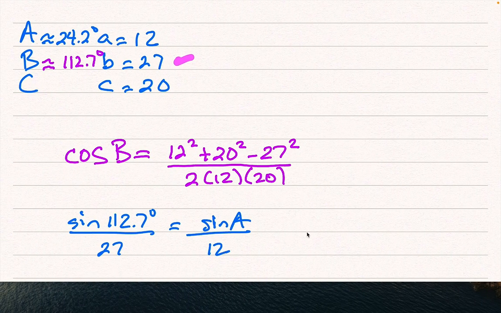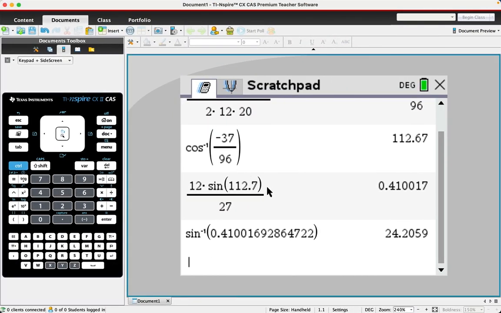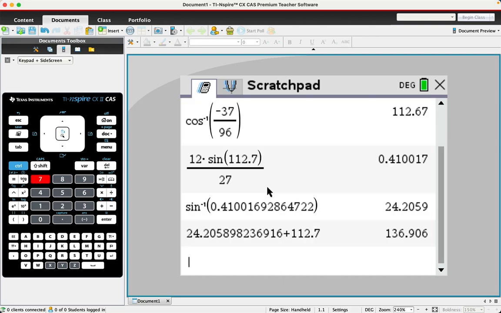Well, like we did last time, I apply the law of cosines, I apply the law of sines, and I want to find this third angle. To do that, what I do is take 180, and I'm going to subtract the sum of that 24.2 plus the 112.7, and that will give me my angle C. So let's do that in the calculator. Here's my 24 plus my 112.7, and I want to subtract that from 180.